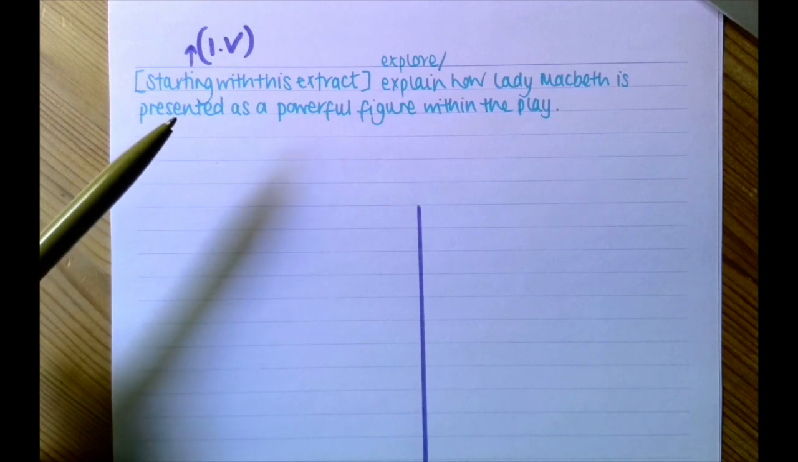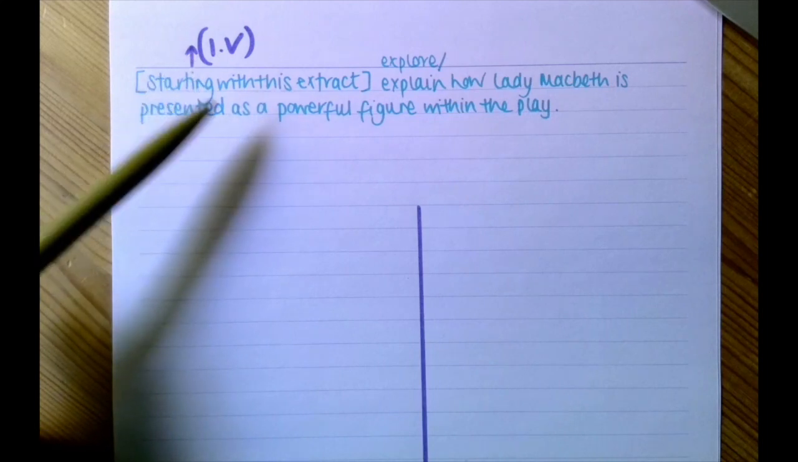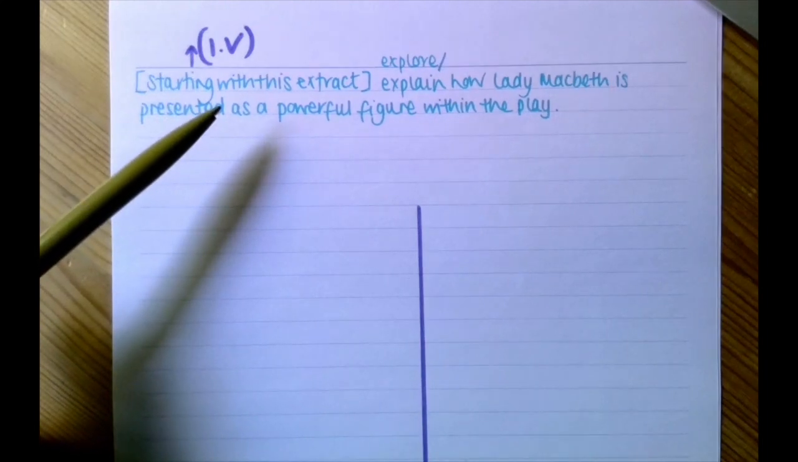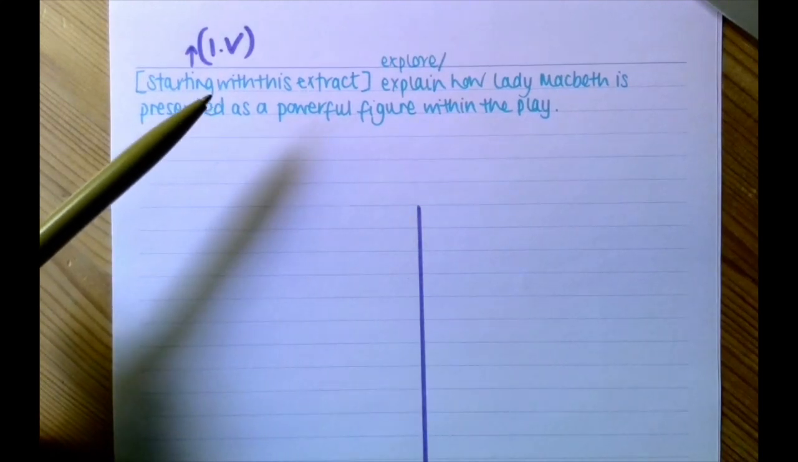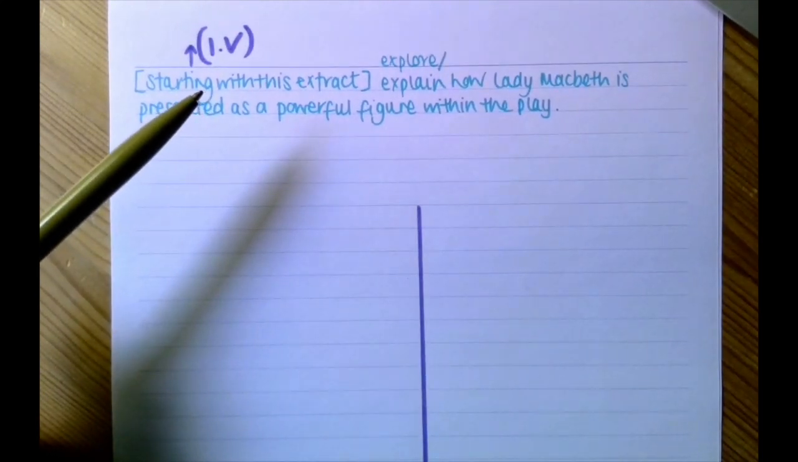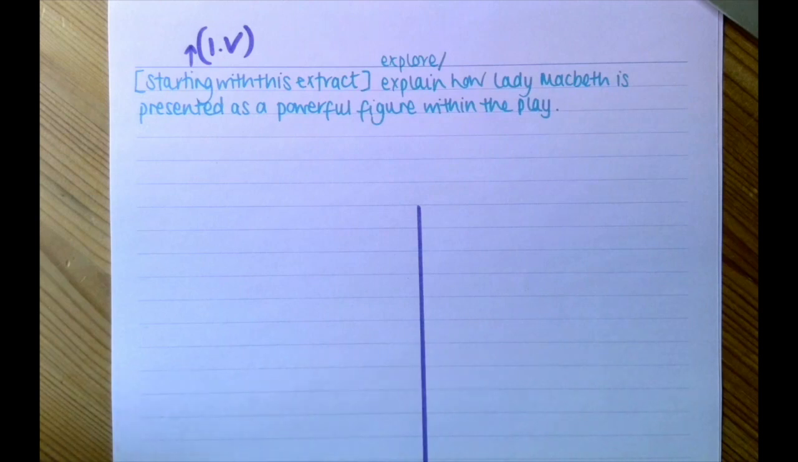Now, whilst I haven't printed an extract here, because as you can see, I've just written down a question, for this extract we'd be looking at Act 1, Scene 5, which is the scene where Lady Macbeth receives the letter that her husband has sent to her, telling her that he has been made the Thane of Cawdor. So the question that could potentially be printed that we're going to look at today is: explore how Lady Macbeth is presented as a powerful figure within the play.